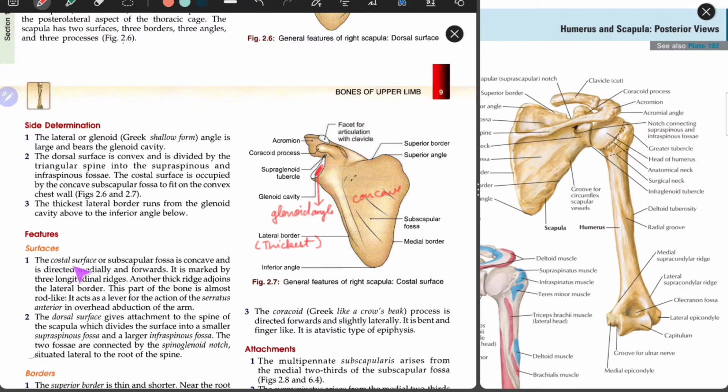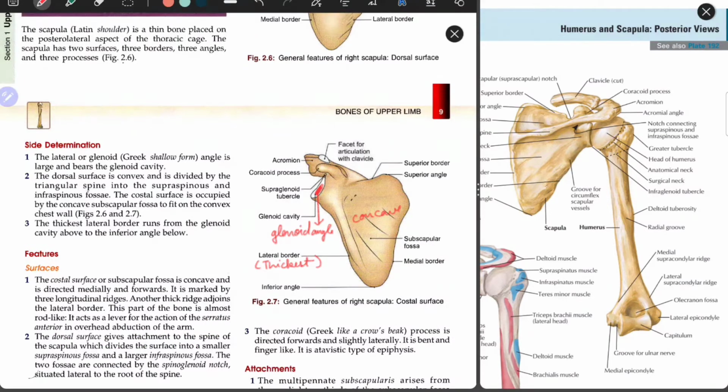Now, surfaces. The costal surface or subscapular fossa is concave and is directed medially and forward. It is marked by the three longitudinal ridges. Another ridge adjoins the lateral border. This part of the bone is almost rod-like. Okay, it acts as a lever for the action of serratus anterior in overhead abduction of the arm. So here a question may be asked that which muscle help in the overhead abduction of the arm? Serratus anterior.